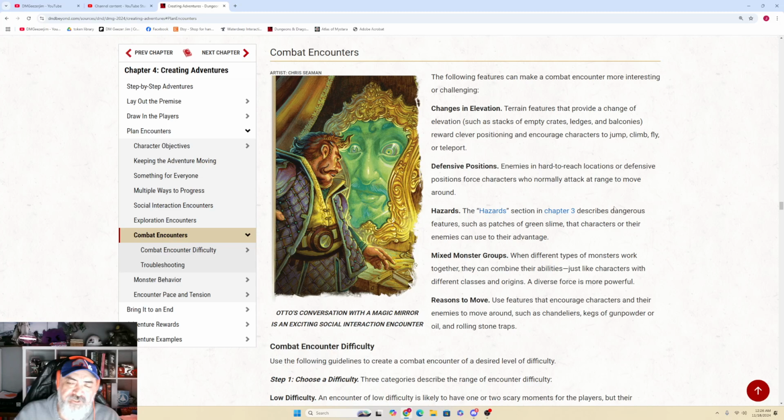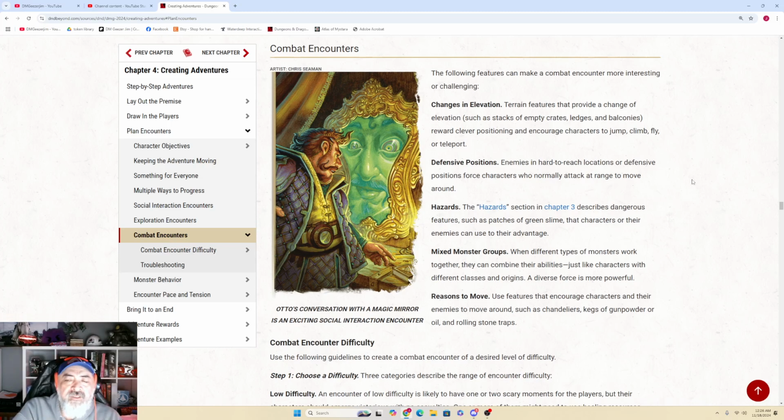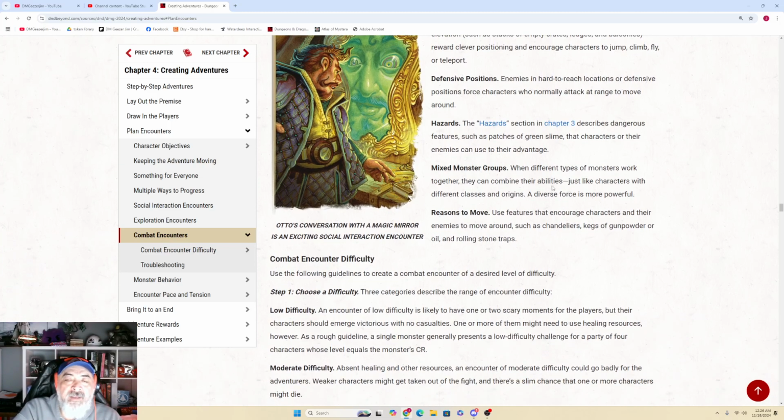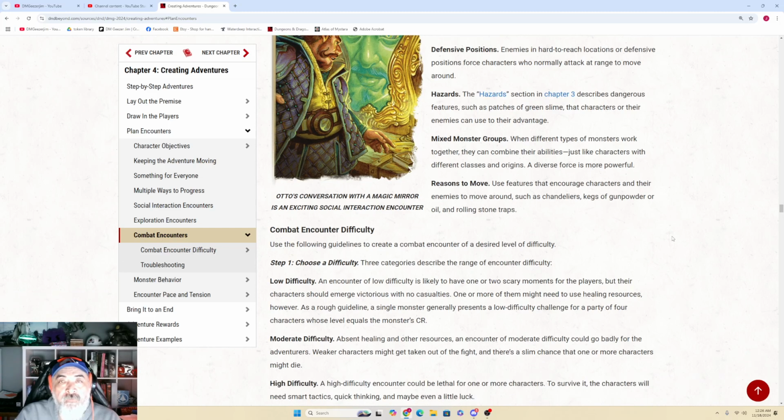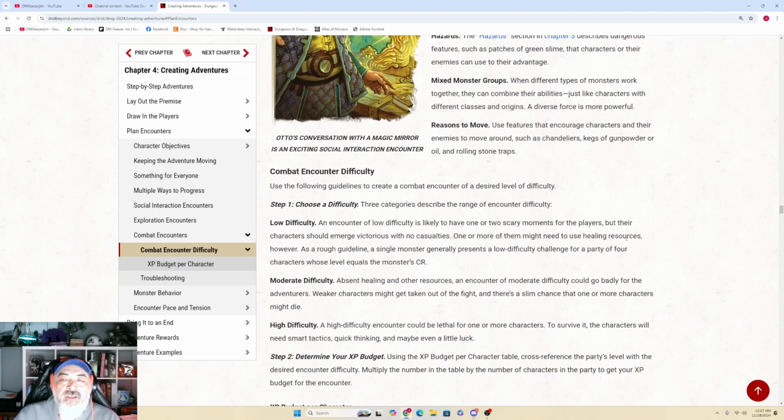Mixed monster groups. When different types of monsters work together, they can combine their abilities, just like characters with different classes and origins. A diverse force is more powerful. Reasons to move. Use features that encourage characters and their enemies to move around, such as chandeliers, kegs of gunpowder or oil, and rolling stone traps.